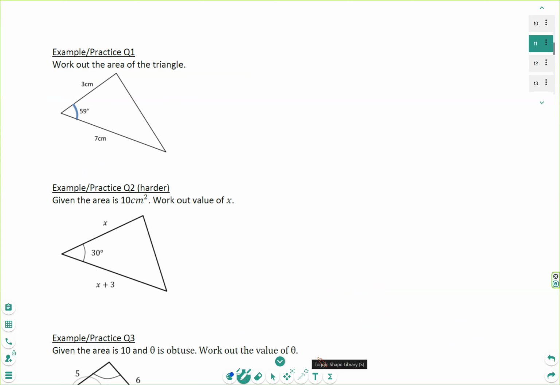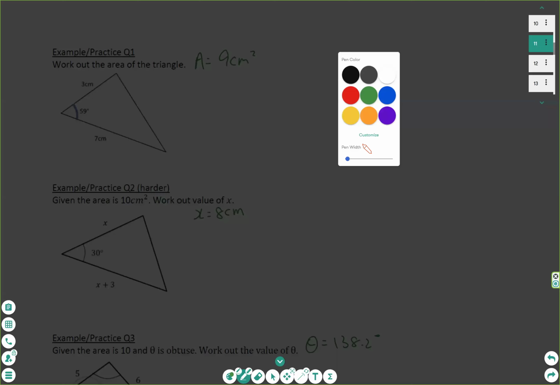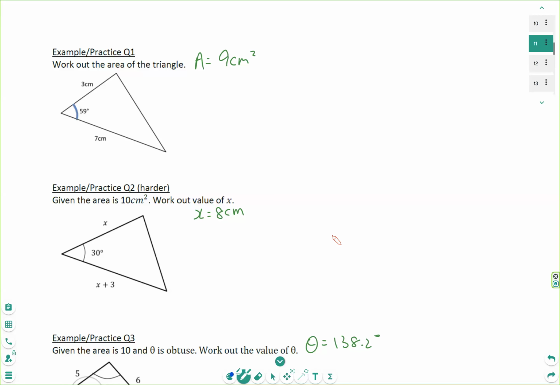Pause the video now and have a go. I'll write the answers for you. Final answers for practice questions 1, 2, and 3. And if you want to listen, just listen. Well, here are the answers for practice questions 1, 2, and 3. The area is 9. Practice question 2 is x equals 8, and the third is 138.2. If you got them right, you can move on to practice question 4. But if you got them wrong, I'm going to go through one by one very quickly.